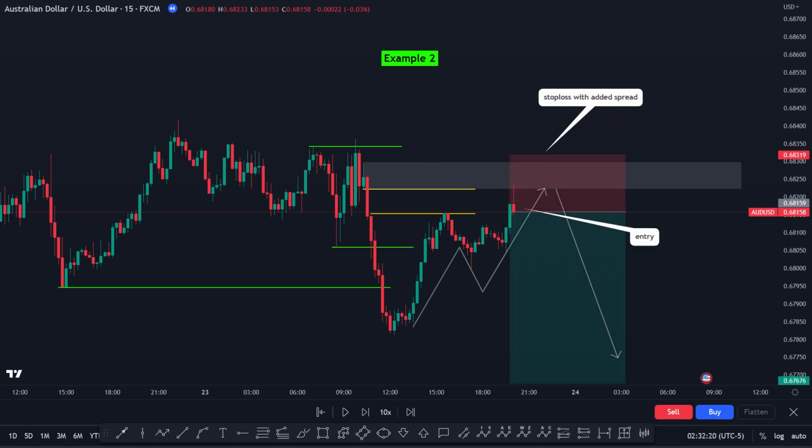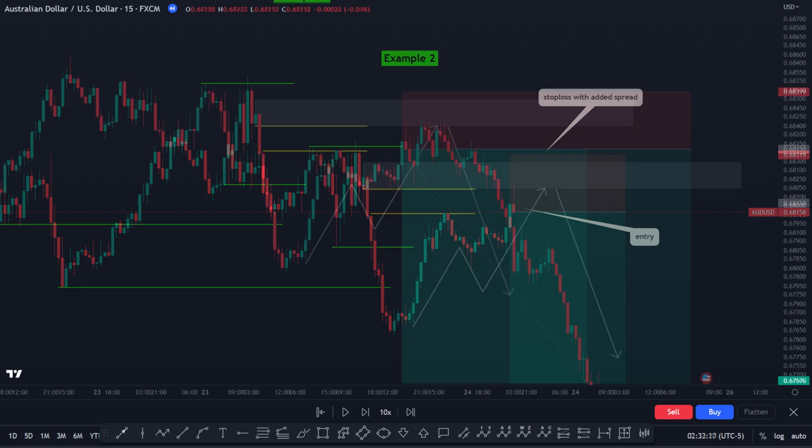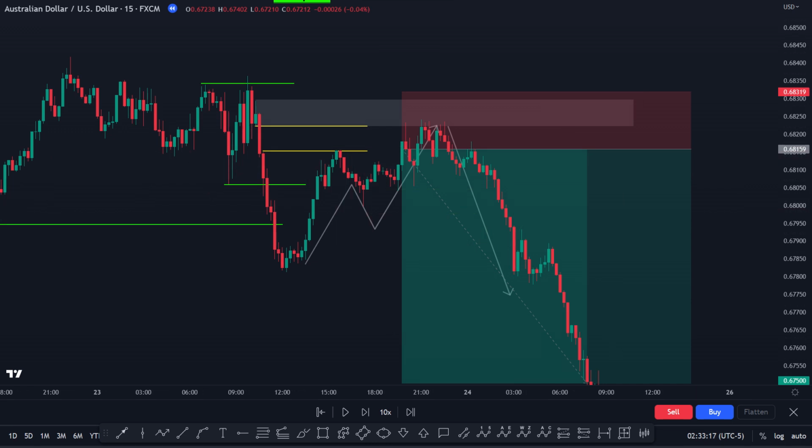Then you will enter the market like this. Your bearish candlestick is your confirmation candle. Your stop loss will be above the supply zone, with a few pips added for spread. So now let's see how this trade played out. See how easy it is. And also guys, don't forget to see how many candles reach the zone.